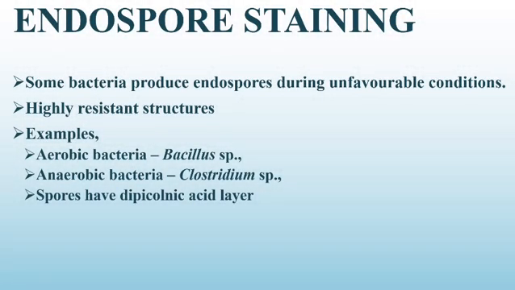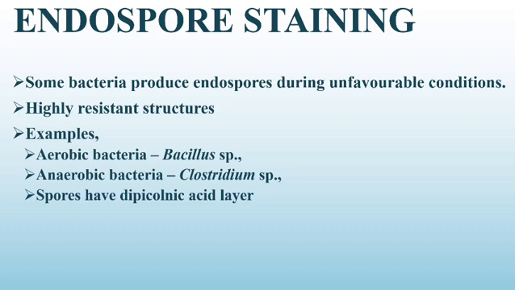Hi all, in this lecture we'll see about the endospore staining technique, which categorizes bacteria based on the presence or absence of the endospore. Some bacteria produce endospores during unfavorable conditions. This endospore helps for the longer survival of the microorganisms under harsh conditions, and once favorable conditions return, this endospore gets converted into vegetative cells and performs the normal reproductive mechanisms for the survival of the microorganisms.